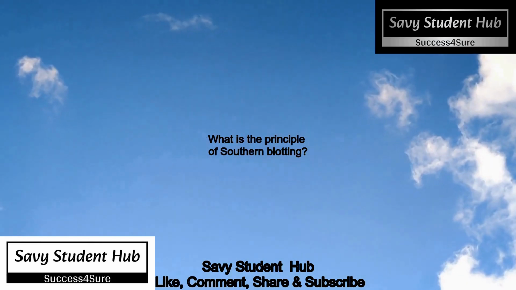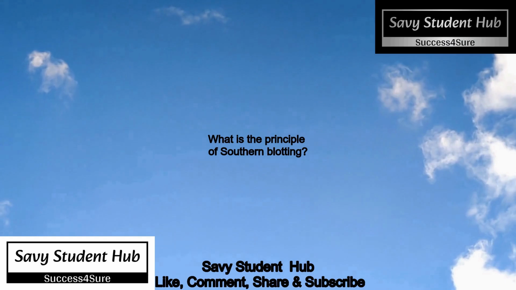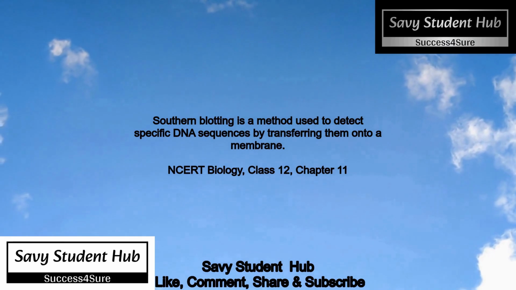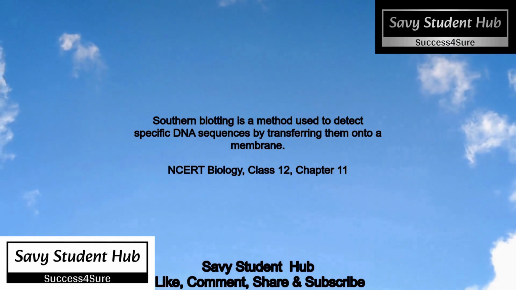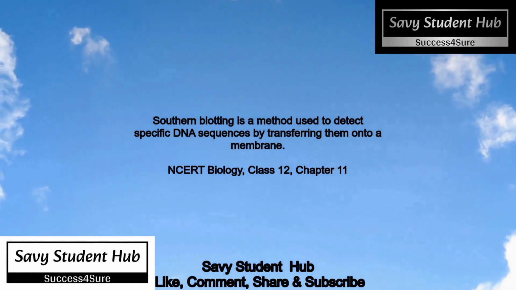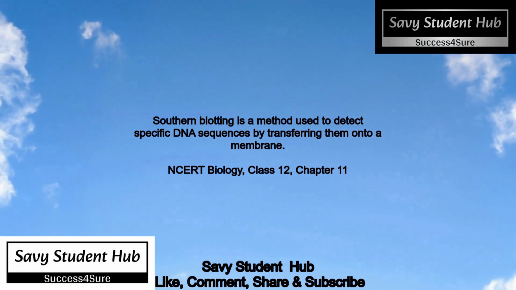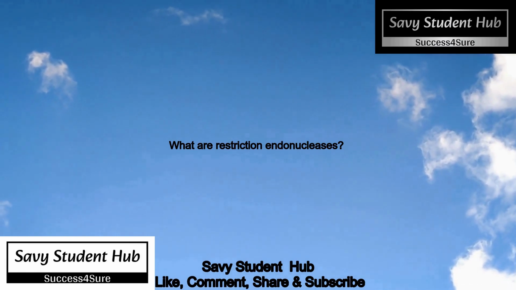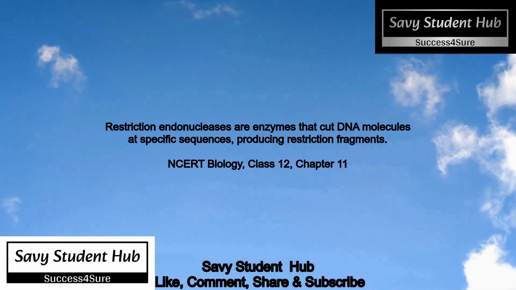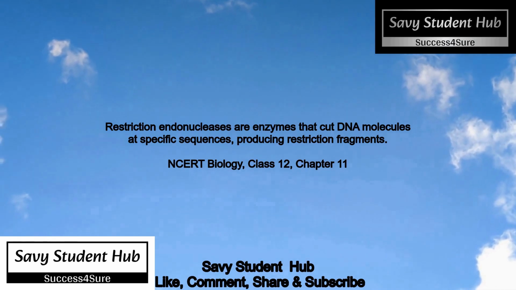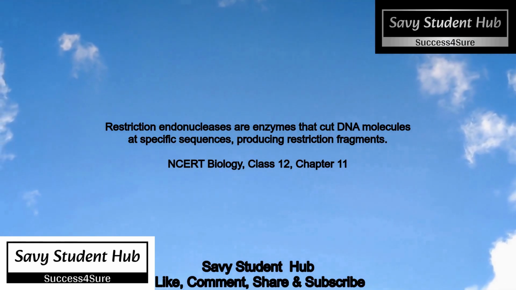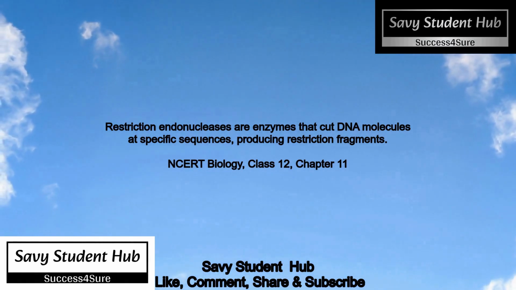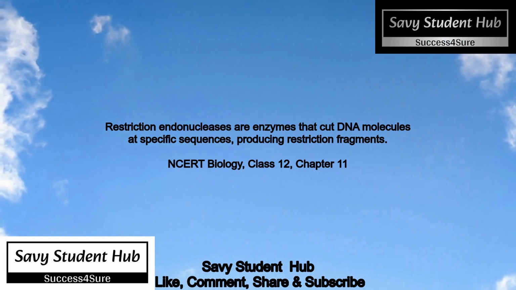What is the principle of Southern blotting? Southern blotting is a method used to detect specific DNA sequences by transferring them onto a membrane. What are restriction endonucleases? Restriction endonucleases are enzymes that cut DNA molecules at specific sequences, producing restriction fragments.